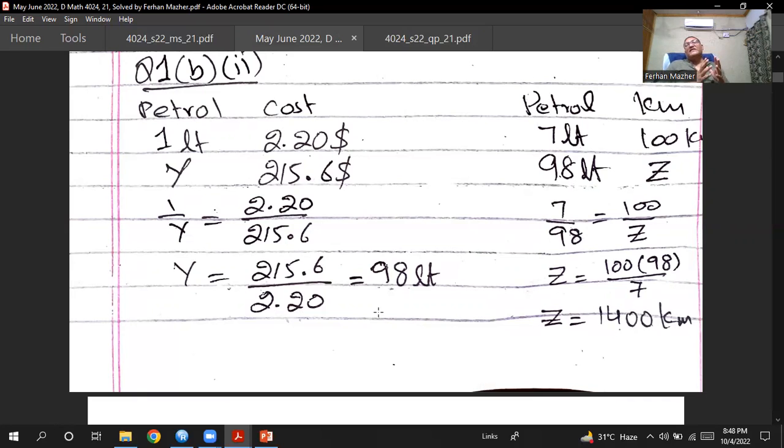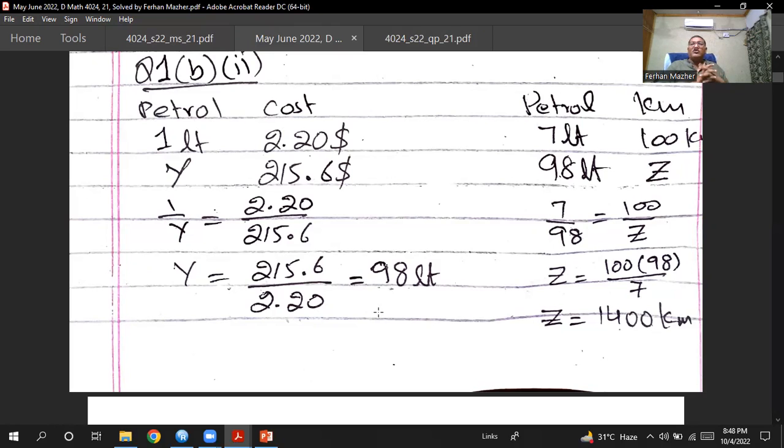So it is given to us. Again, I will use the method of proportionality, petrol and kilometers. 7 liters of petrol can make you travel 100 kilometers. So 98 liters of petrol, how many kilometers will you travel? That will be 7 by 98 equals 100 divided by z. So cross multiply and make z the subject of the formula, make z alone.